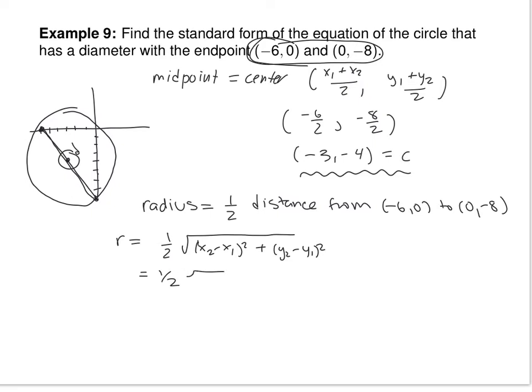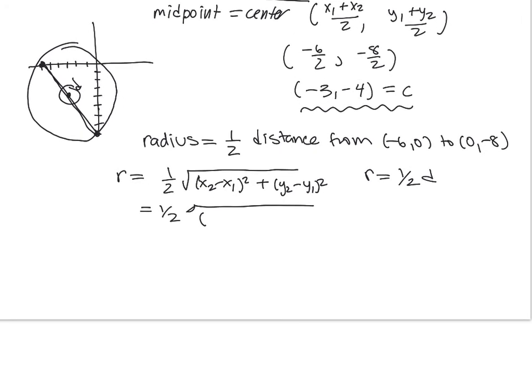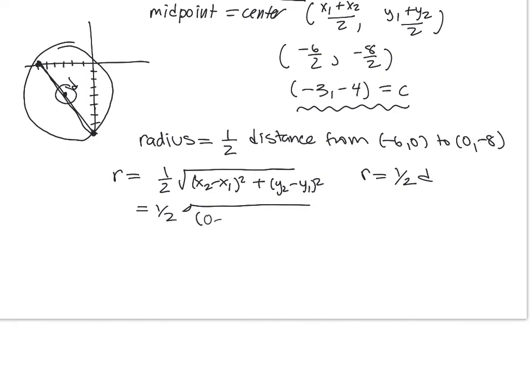So we're doing half and then the distance formula. Yeah, exactly. Or you could say r is equal to 1/2 d. Does that make sense? Okay. So that's going to be x2 is what? 0, right? So 0 minus -6 squared plus -8 minus 0 squared.